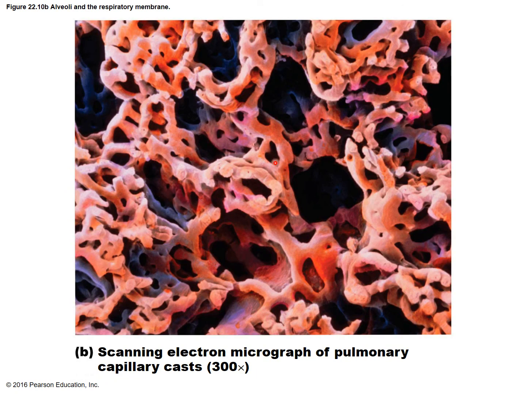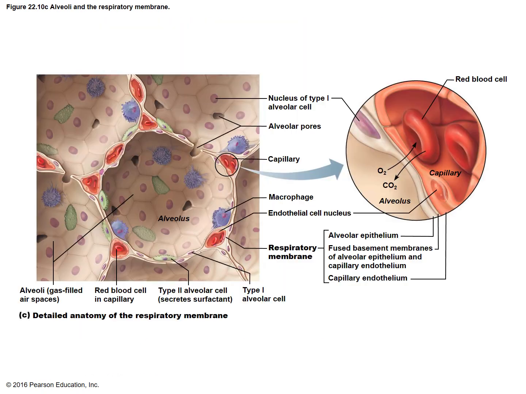Here's another really cool picture showing the alveolar sacs area. Once again, this is just showing how things will move according to concentration gradients. You inhale air in this area, so you're going to have the oxygen that you just inhaled. It's at a higher concentration in the alveoli. It's at a low concentration in the blood.